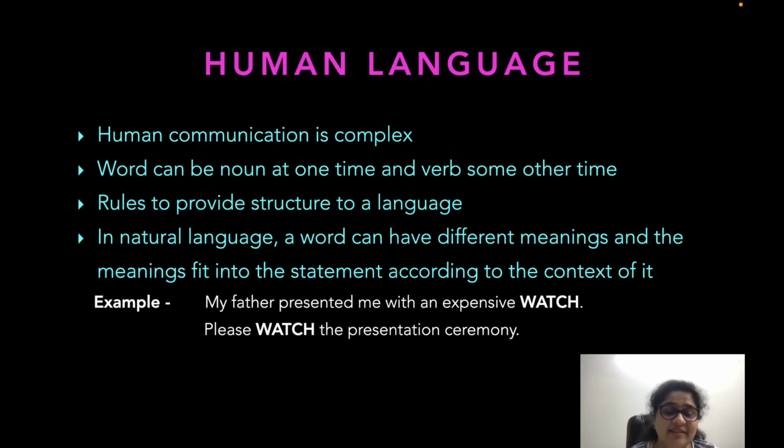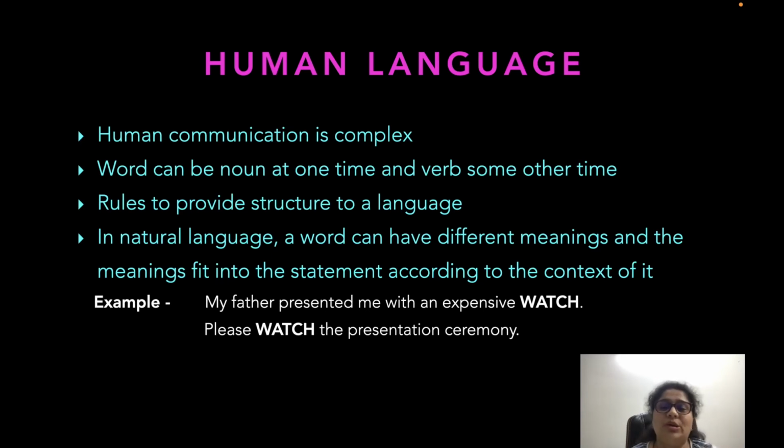So let us see this example again. Notice the word watch in this. My father presented me with an expensive watch. Here, in this statement, how is watch acting? You know it, right? Noun. Now in the next statement, please watch the presentation ceremony. So here what is watch doing? Is it a noun? No, right? It is acting as a verb. So the same word is playing two different roles in two different sentences.